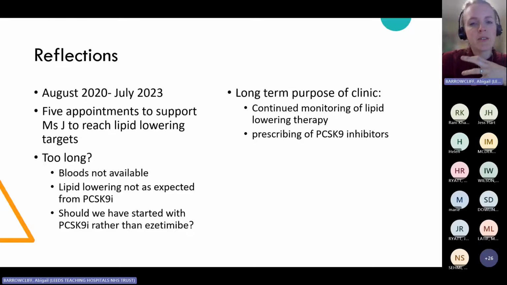There were a few issues around timing because of a lack of availability of blood results. And essentially, sometimes this process just takes time. So it's really important for us to build and establish trust in our patients, to listen to their concerns and preferences for treatment. And if we do that, I think we are more likely to get a better outcome for our patients. So long term, Ms. J is going to stay under our care now, and we will continue to prescribe PCSK9 inhibitors, and we will continue to monitor her lipid-lowering therapy and her full lipid profile on an annual basis.